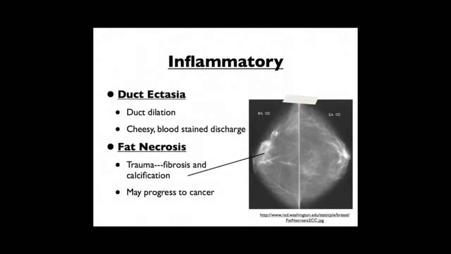And finally, fat necrosis. So after trauma, maybe in a road traffic accident. Very common. Breast versus steering wheel, not a good thing. Always going to come off worse. So the trauma can then lead to fibrosis and calcification, and this may progress to cancer. So you may want to investigate that fully.